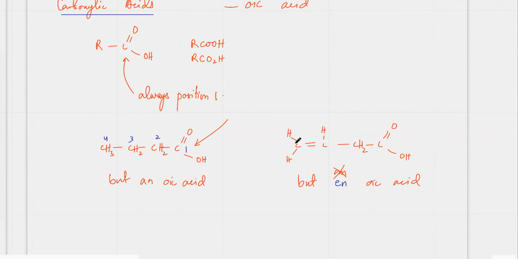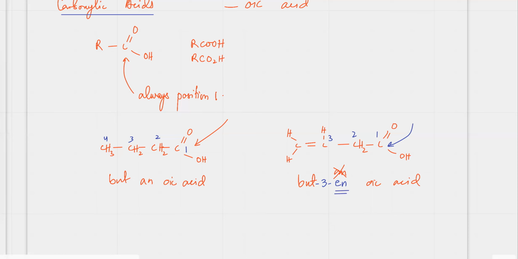Now you're not going to count from this side. Remember, I told you that the carboxylic acid is position number 1. So it's 1, 2, and the double bond is at position number 3. So it's going to be but-3-. You have to mention where that double bond is. So it's but-3-enoic acid. The -an has changed into -en. So in this case, the position is not an issue. But what you could have is 2 carboxylic acids in a molecule.